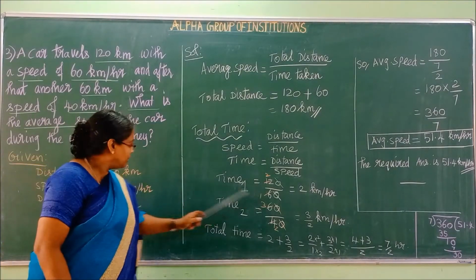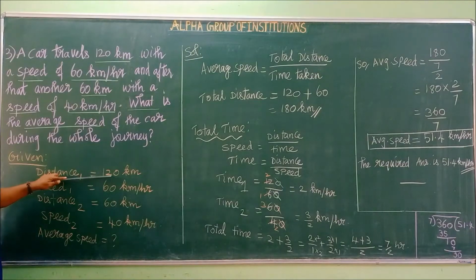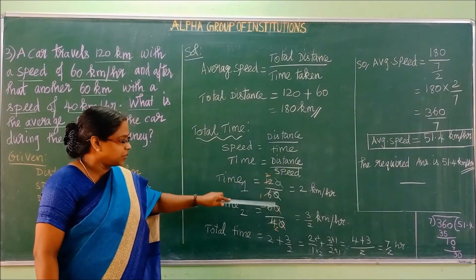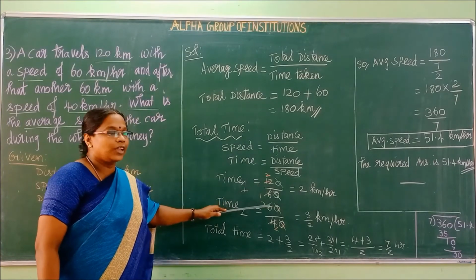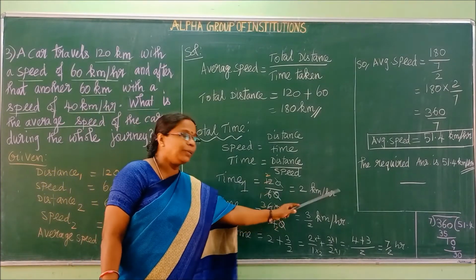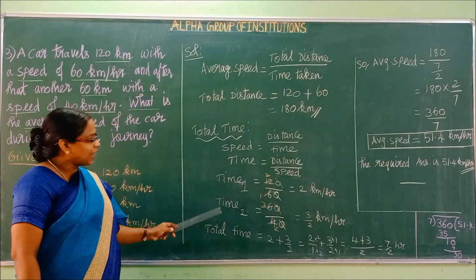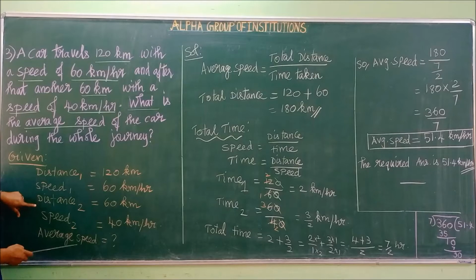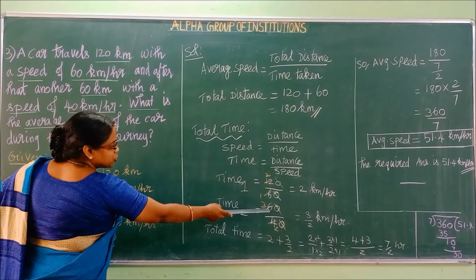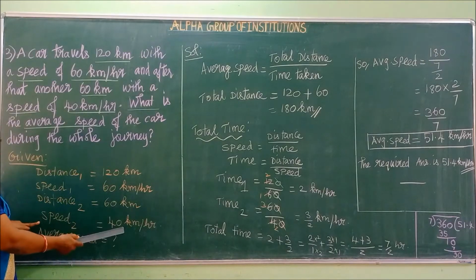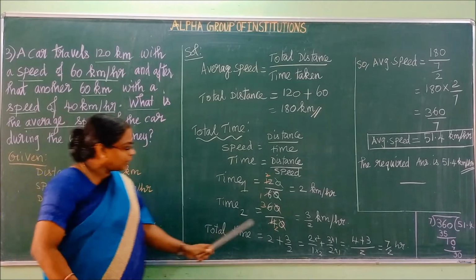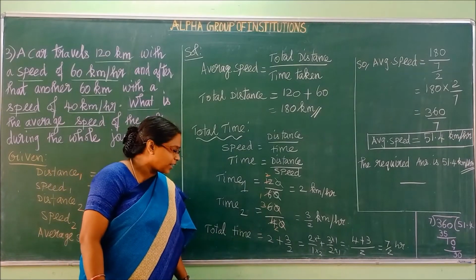So that is what I have written here. What is your distance 1? 120. So for distance 120 and speed 60, you can strike out. When you strike it out, you will get 2. Next, time 2 we have to find out. For time 2, distance 2 and speed 2. What is your distance 2? 60 km. What is your speed 2? 40 km per hour. So when you strike it out, what will you get? 0. The 0 will get struck out.